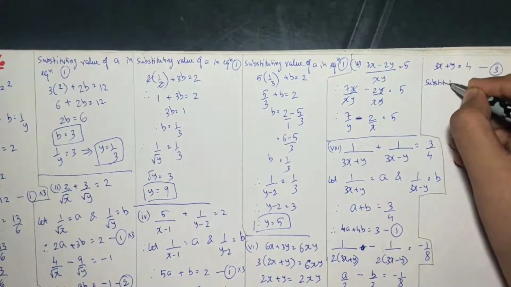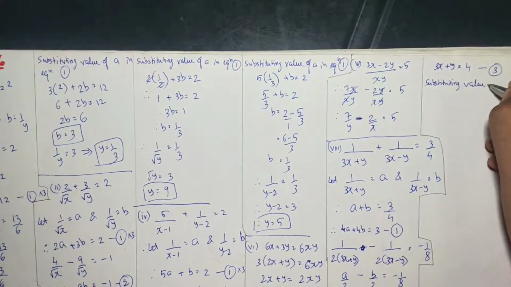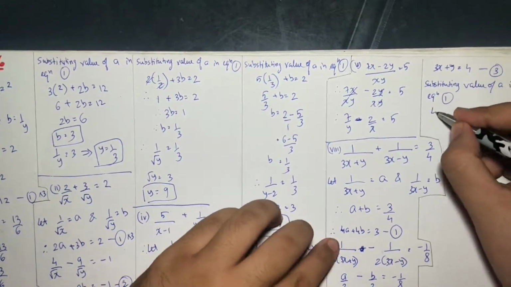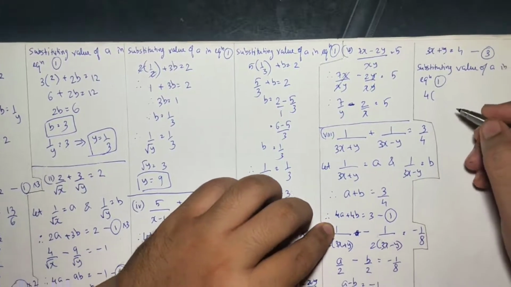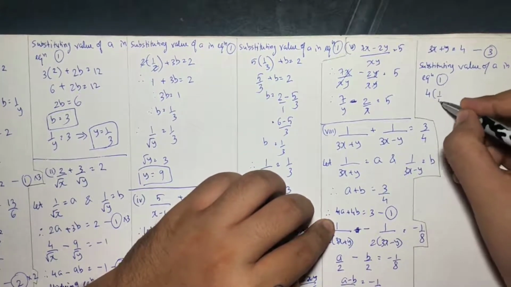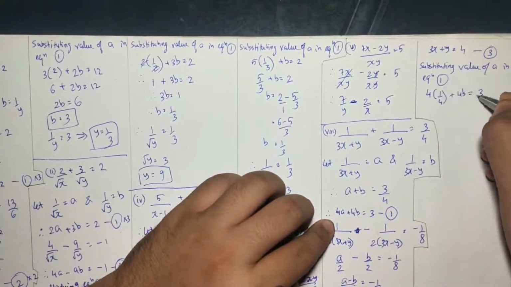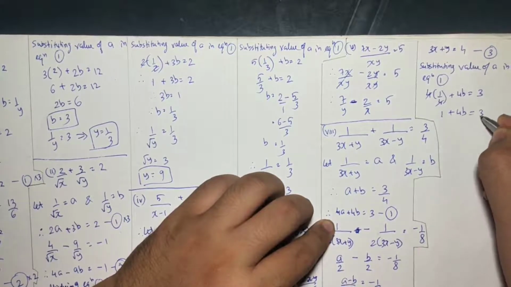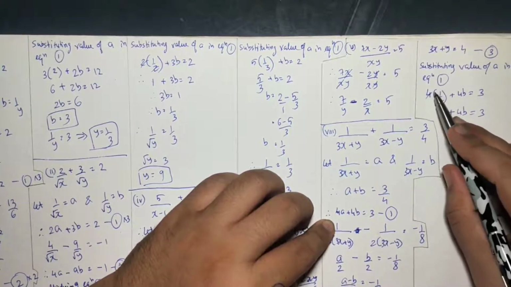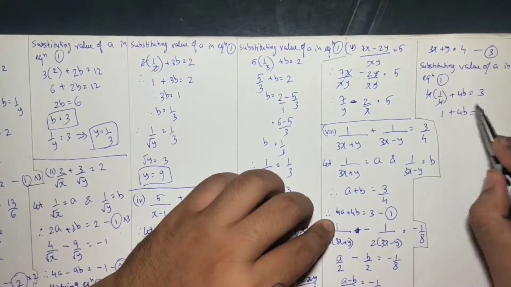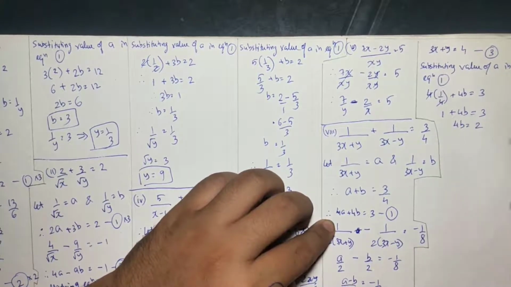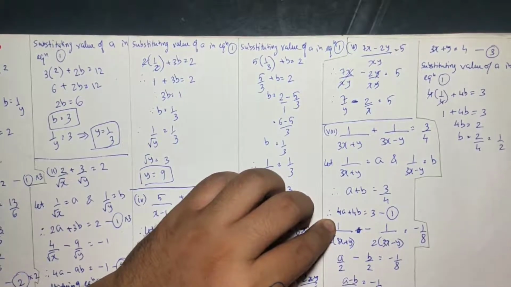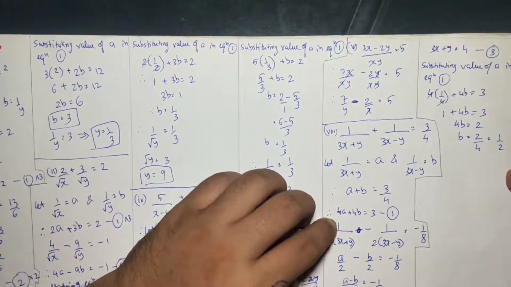Substituting value of a in equation number 1. So 4 multiplied by 1 by 4 plus 4b equals to 3. This 4 cancel out. This is 1 by 1 plus 4b equals 3. After cancelling 4 don't write 0 over here. There is 1 remaining over here. This 1 will go on that side. So 4b will be equals to 2. 1 will go on that side and get subtracted. So 2 by 4, that is equals to 1 by 2. This is the value of b.